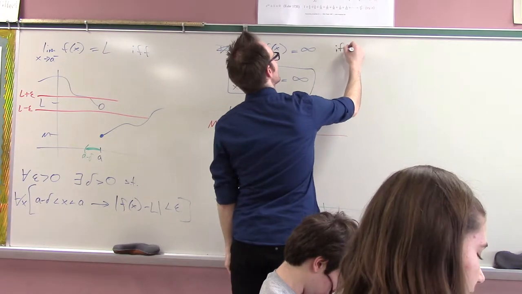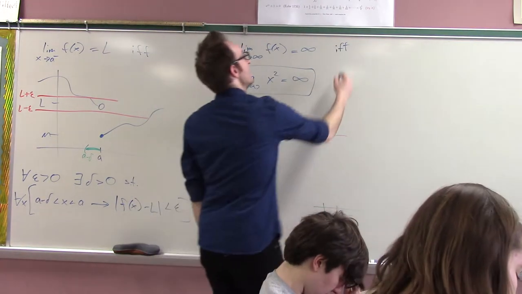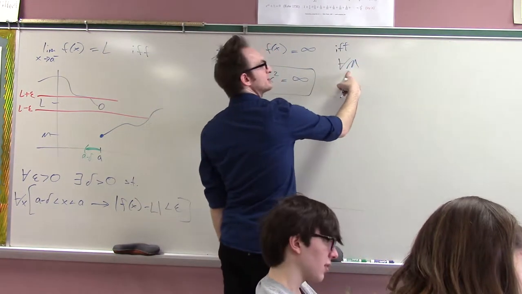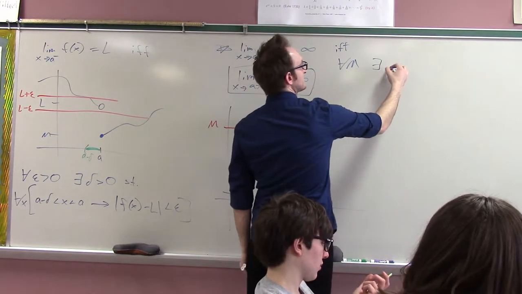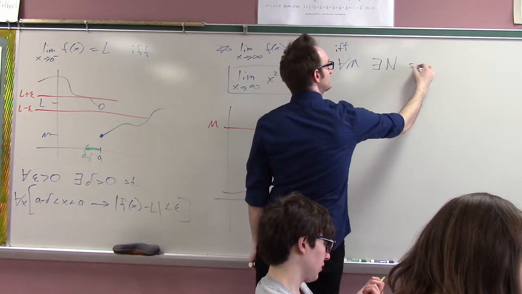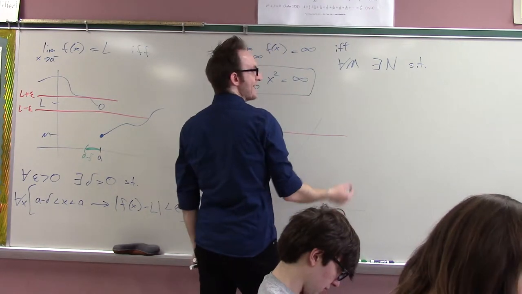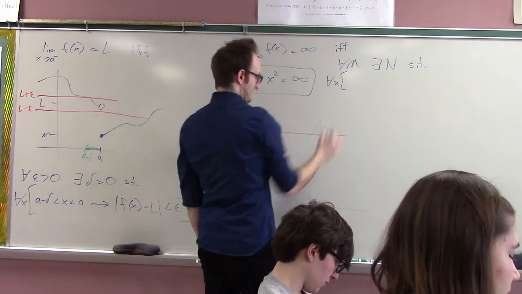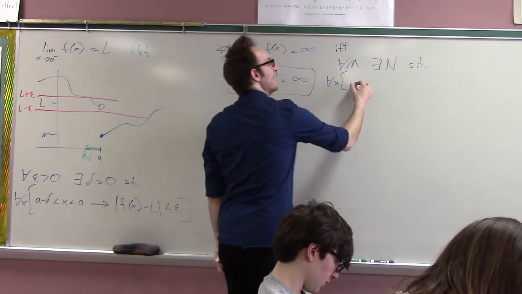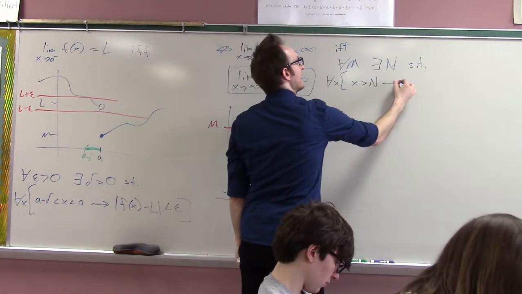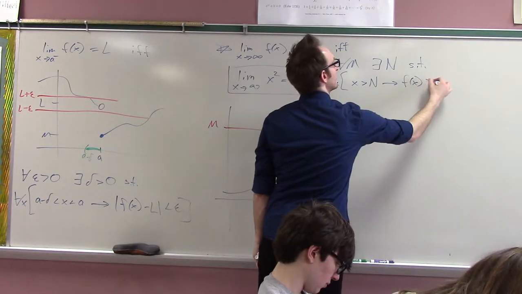You guys following us? No, we're going really fast. This is true if and only if, for any possible massively large number, there exists some number n such that for all x, as long as I go out beyond n, if x is bigger than big N, then the function will be bigger than big N.